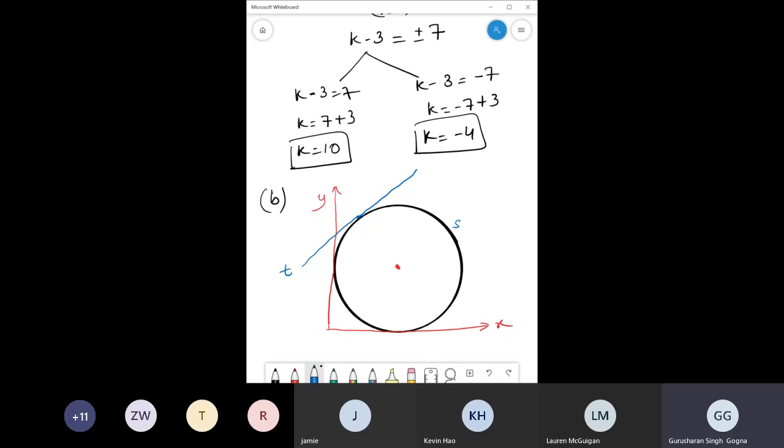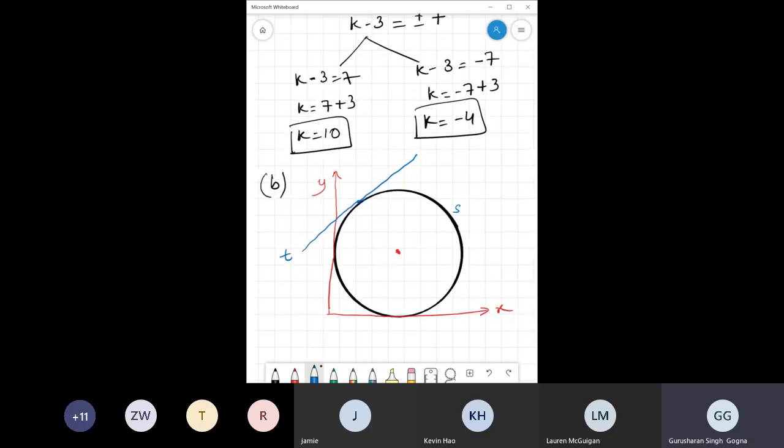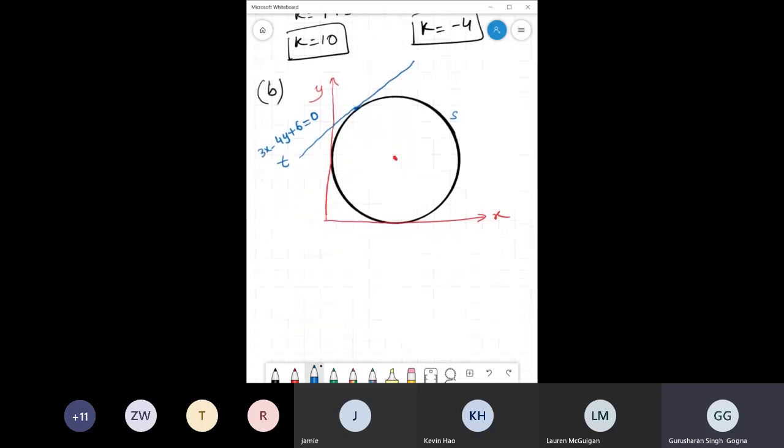This is circle S. They already give you the equation of the tangent. So the equation of the tangent is 3x minus 4y plus 6 equal to 0. You need to find out the equation of the circle.